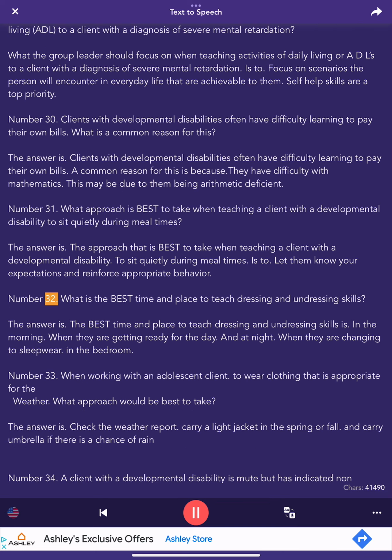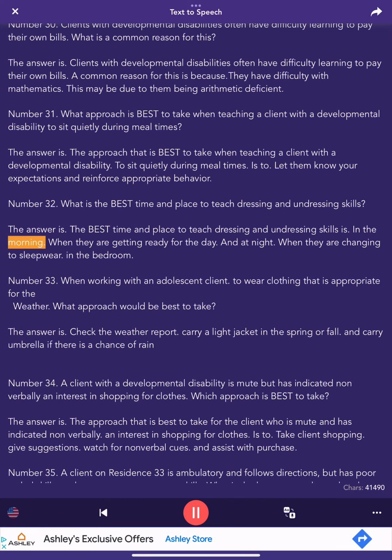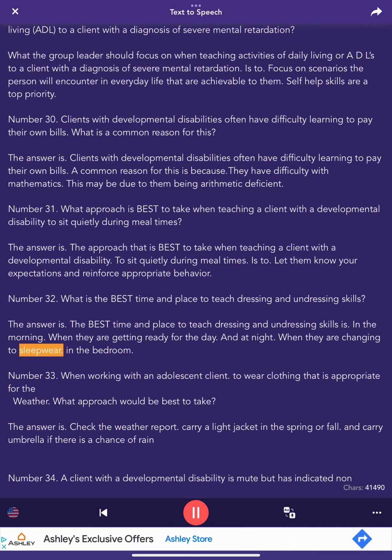Number 32. What is the best time and place to teach dressing and undressing skills? The answer is, the best time and place to teach dressing and undressing skills is in the morning, when they are getting ready for the day, and at night, when they are changing to sleepwear in the bedroom.